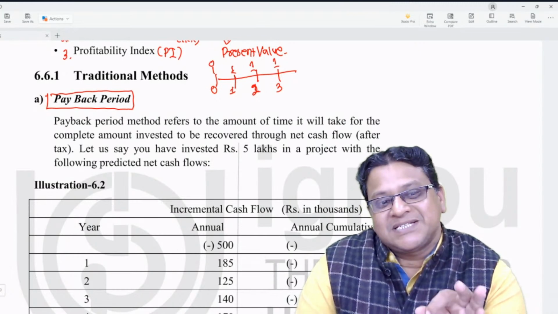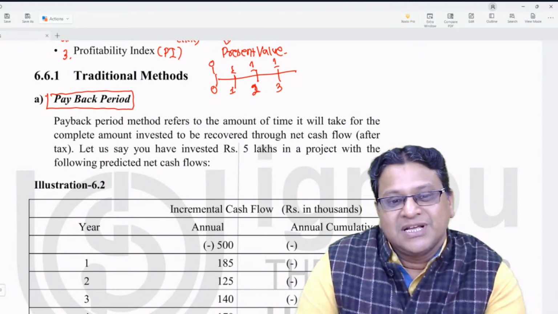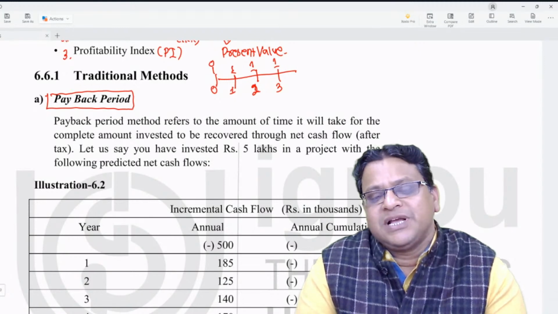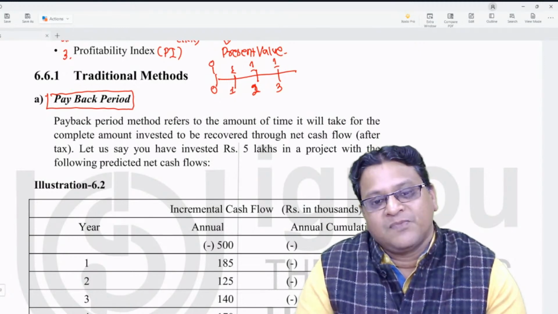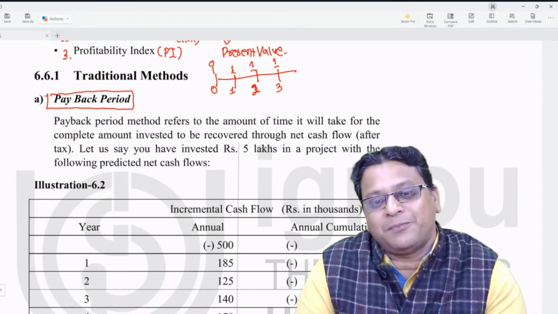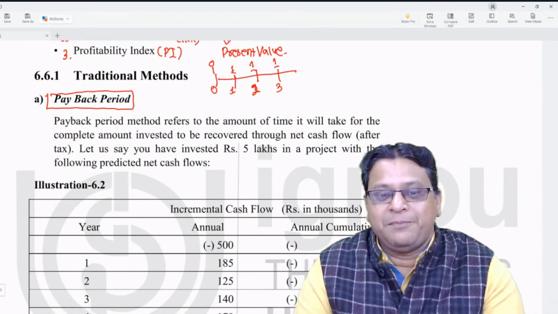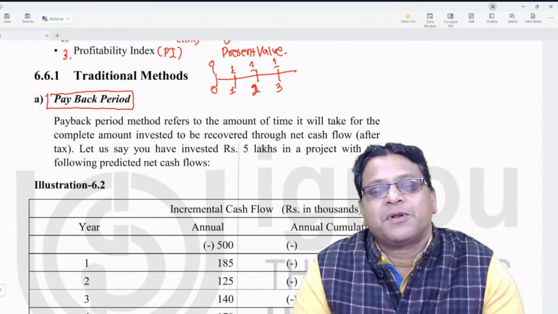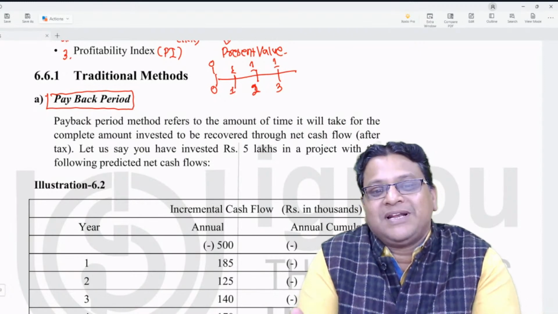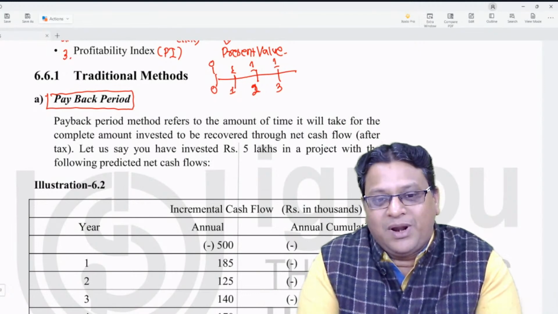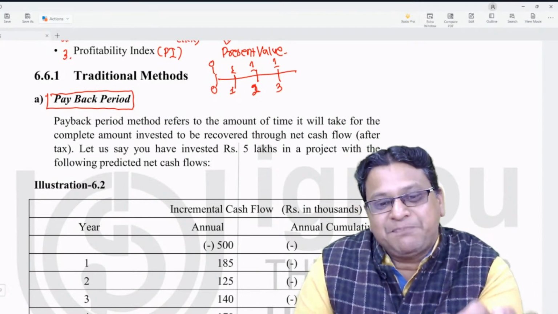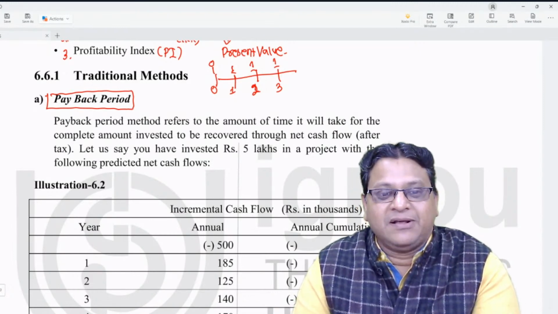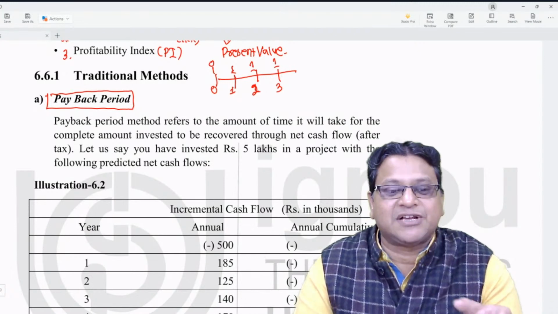So payback period simply means the period in which the amount invested in the project is recovered. Let's take an example. Suppose in a project you invest 5 lakh and the annual cash inflow from the project will be 1 lakh. You have invested 5 lakh, annually you will get 1 lakh each year from the project. In how many years you will recover the money? 5 lakh divided by 1 lakh, that is equal to 5 years. And this 5 years is known as payback period. So simply, payback period is the period in which amount invested is recovered.